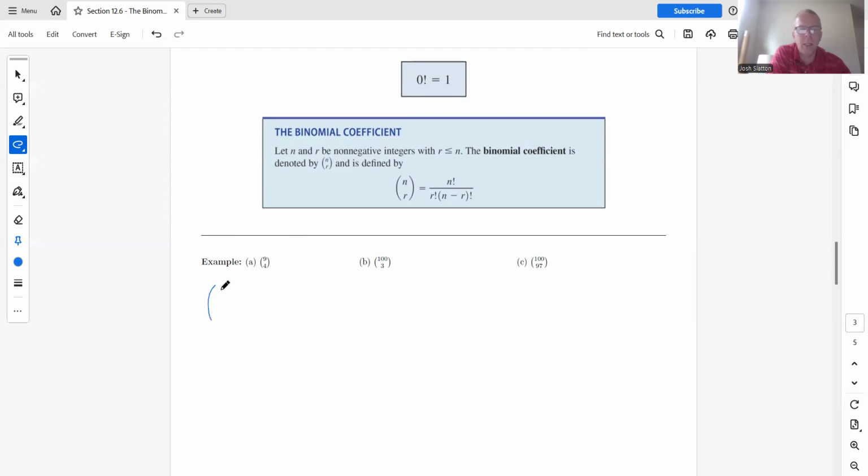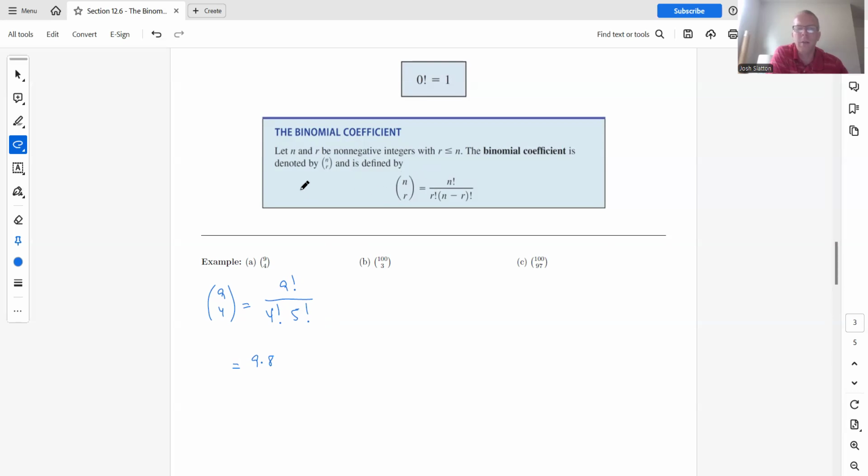So 9 choose 4. So this would be 9 factorial over 4 factorial, and then 9 minus 4, which would be 5 factorial. So the denominator numbers always add up to the numerator number. That doesn't mean it equals 1. So how do we do this? There is a shorter way to do this. Rather, you don't have to put in, if your calculator does not have a factorial, and it could possibly have this.